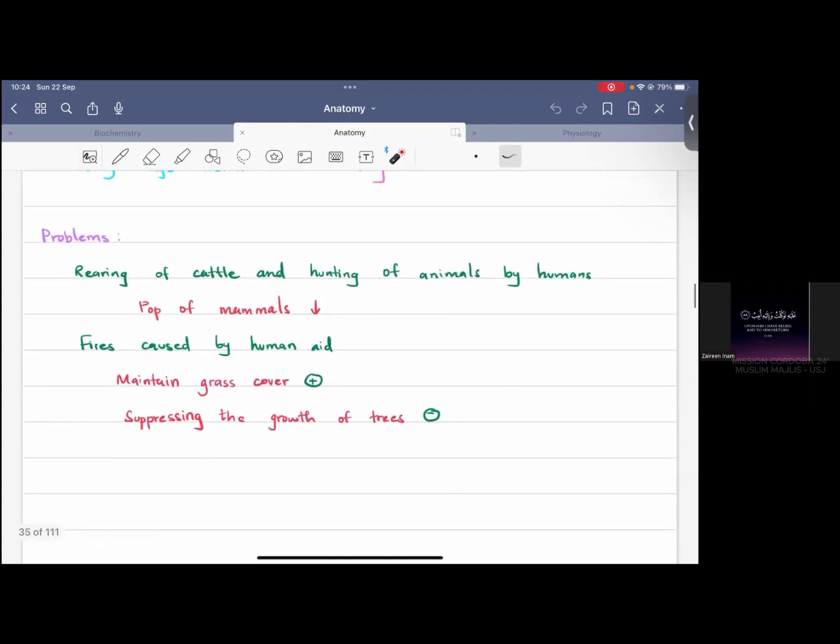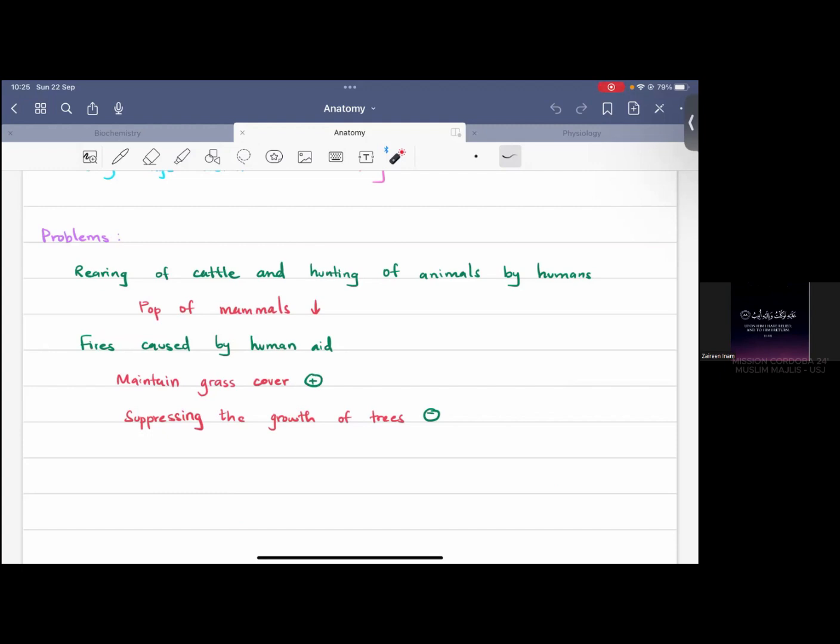Then what are the problems related to these savannas? Human settlements have been reported in these areas from a very early time, and due to rearing of cattle and hunting of animals by the humans, the populations of mammals have been decreased. It's because of the rearing of the cattle and hunting of animals. So therefore, mammals have been reduced. And also there are some fires that are caused by humans.